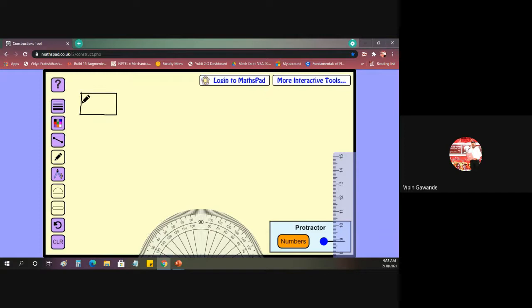Now we will start with the rectangle. First we will draw the plane, and then we'll draw the three-dimensional object. Suppose this plane is A, this is B, this is C, and this one is D.